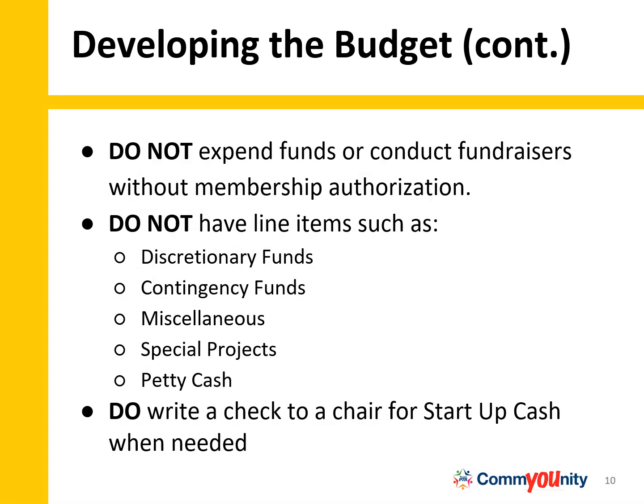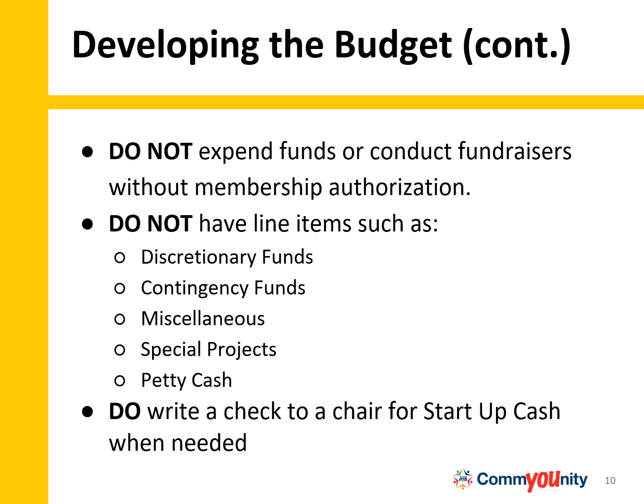Membership must authorize all fundraising and expenses through approval of the budget or amendments to the budget. Budget line items need to clearly indicate the intent. The first 4 items listed are not detailed enough for members to know how the funds will be spent. The 5th bullet, petty cash, cannot be a budget item, as all cash should be in a PTA bank account at all times. If an event needs startup cash, a check is written to the chair responsible for that event and cashed by the chair. At the end of the event, the same amount of cash is redeposited using the same budget line.